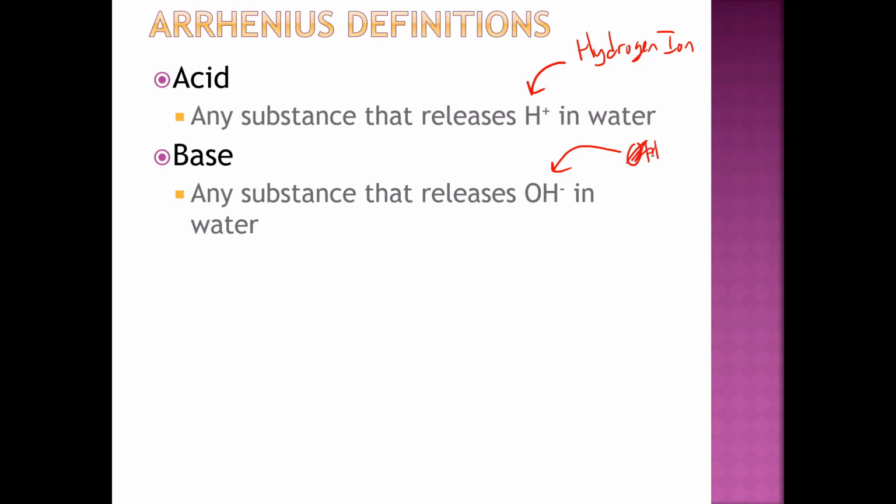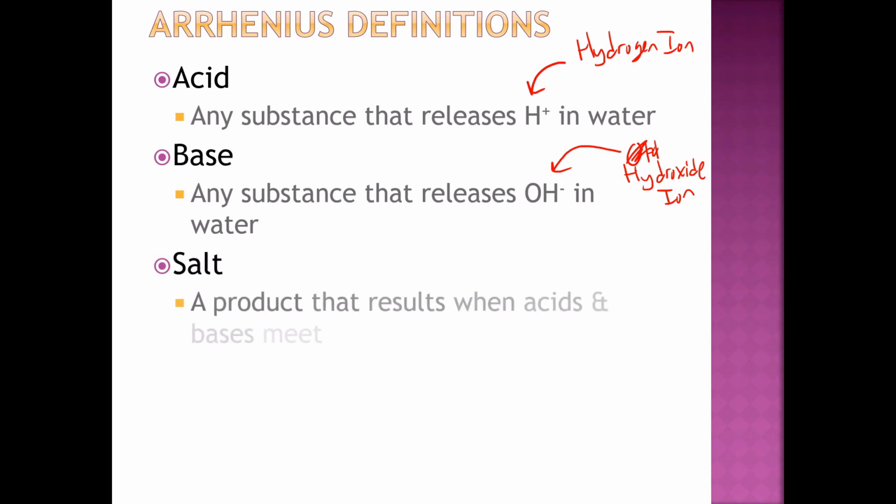So this is the hydroxide ion. Not to be confused with alcohol groups. An alcohol group is also an OH, but it's not an ion. So these are the definitions I think we learned in Science 10, where acids create hydrogen ions and bases create hydroxide ions.